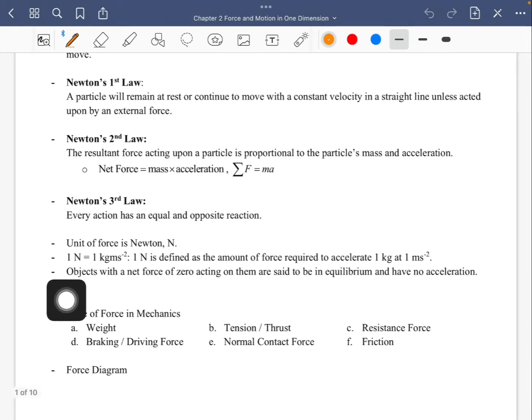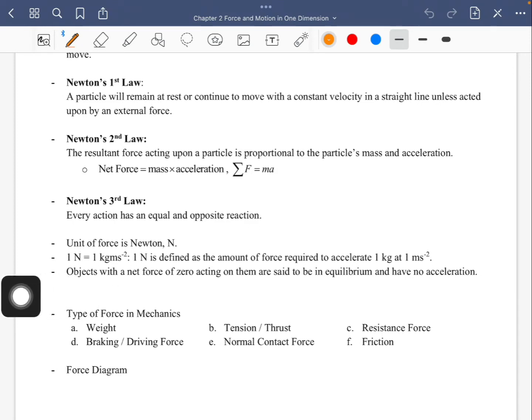And in the last point we have that objects with net zero force acting on them are said to be in equilibrium and have no acceleration. This is the case of equilibrium. So if the object or the system is in equilibrium, then the summation of force in any direction on the object is equal to 0.